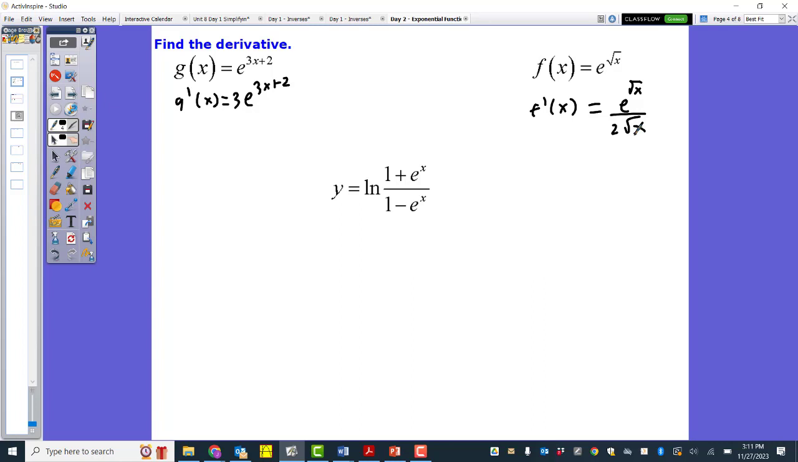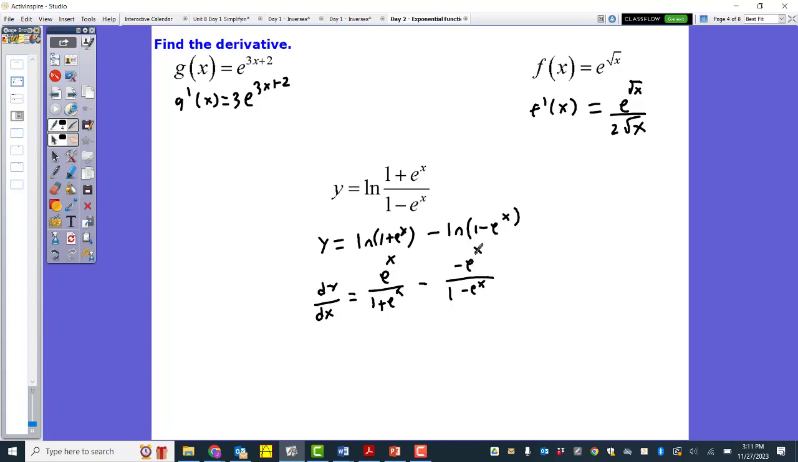This one we're kind of combining logs and e's. So we have y equals natural log 1 plus e to the x minus natural log of 1 minus e to the x. And we'll take our derivative. So we have derivative of the outside, which is 1 over 1 plus e to the x, times the derivative of the inside, which is e to the x. Same thing over here, 1 over 1 minus e to the x, times the derivative of the inside, which is negative e to the x.